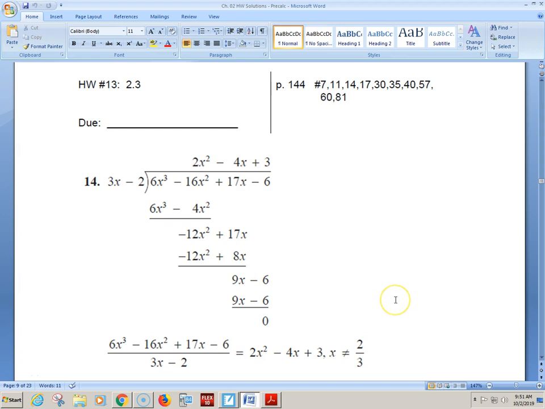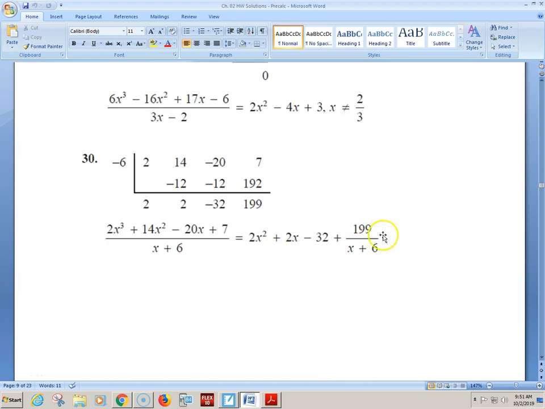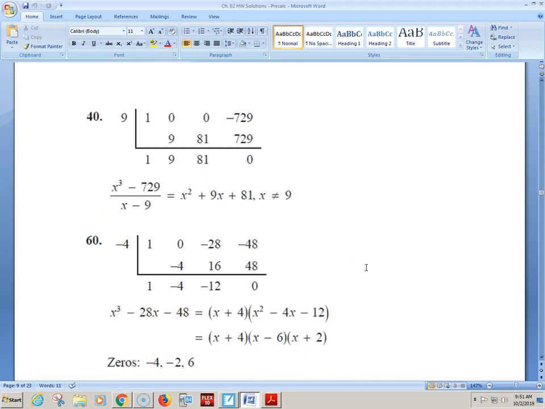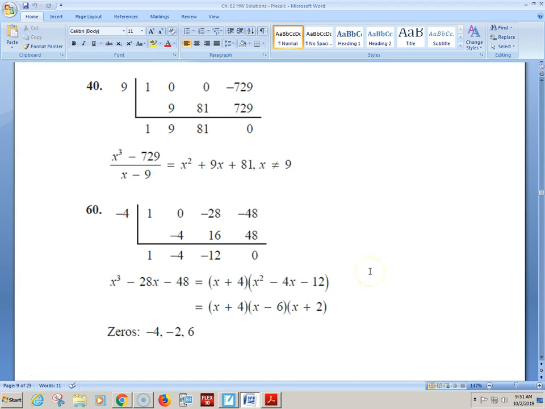For those of you just joining us, number 14 goes in evenly, with a final answer you can see. Number 30 did not go in so evenly, with a remainder of 199. Here we go, number 40 and 60, some more synthetics. Did you get your zeros in to save the spaces on number 40? If not, you would have had some issues.